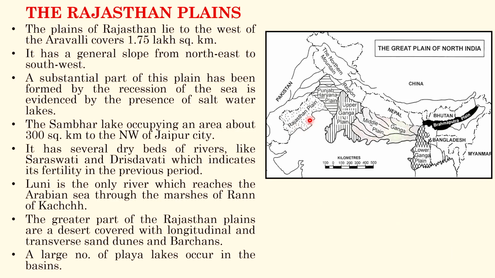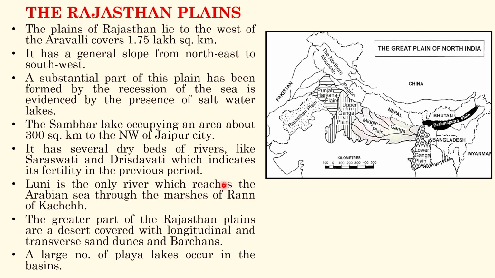The Rajasthan plain. The plains of Rajasthan lie west of the Aravalli, covering almost 1.75 lakh square kilometer. It has a general slope from northeast to southwest. A substantial part of this plain has been formed by the recession of the sea, as evidenced by the presence of saltwater lakes. The Sambhar lake, occupying an area of about 300 square kilometer, is situated northwest of Jaipur city. It has several dry beds like Saraswati and Drishadvati, which indicate fertility in previous times.